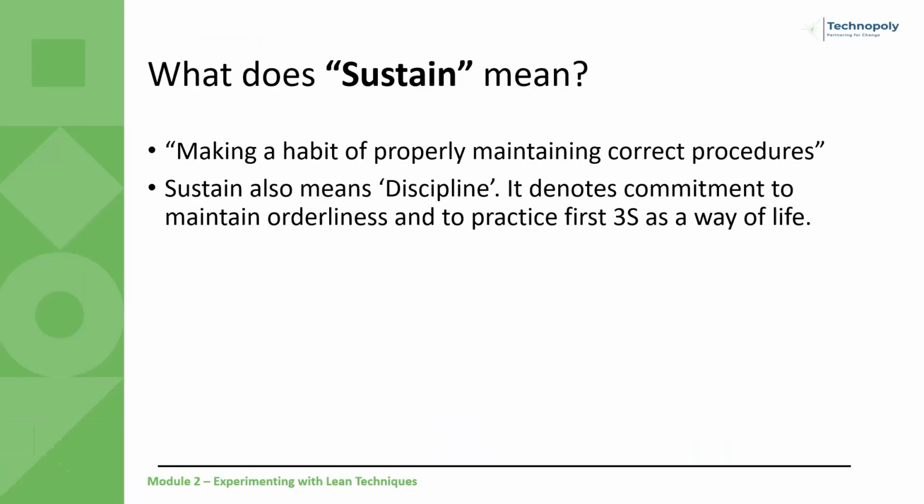Sustain is defined as making the habit of properly maintaining correct procedures. The sustain step places emphasis on being able to forge a workplace with good habits and discipline. You will notice immediate results after you implement the 5S method, but the key to long-term success is diligence.